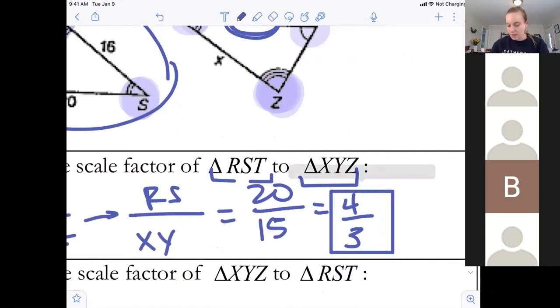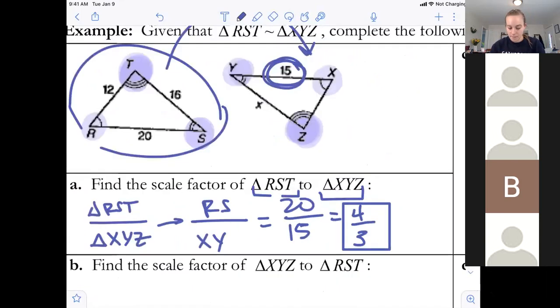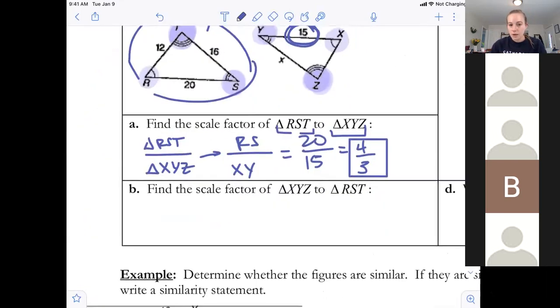Okay, any questions on that scale factor? The next problem says now I want to go from XYZ to RST. So now I want XYZ over RST. Does anyone know what that scale factor would be?